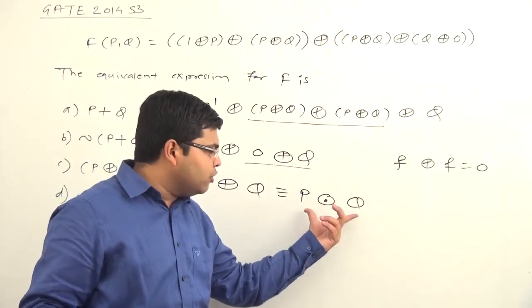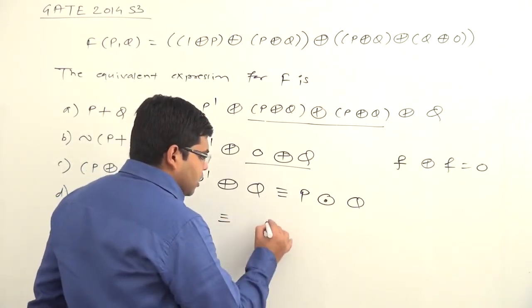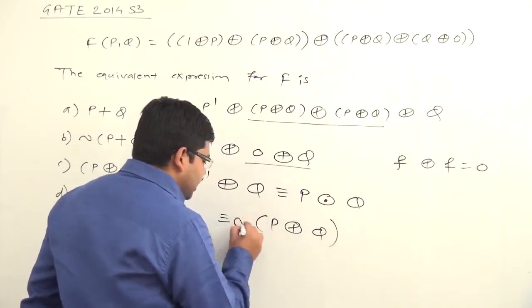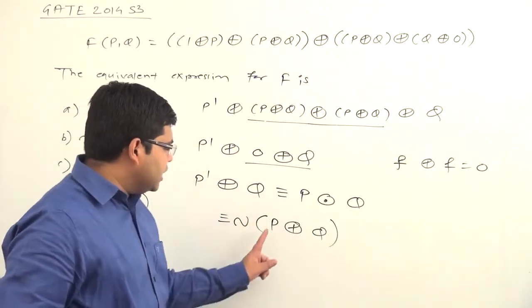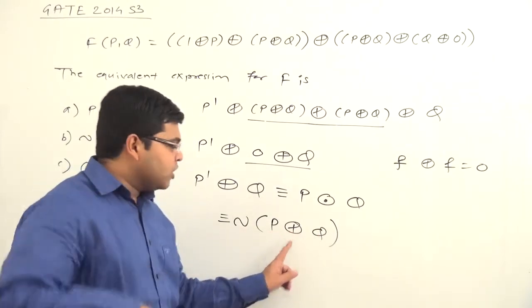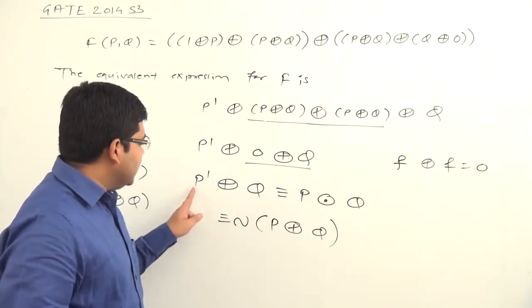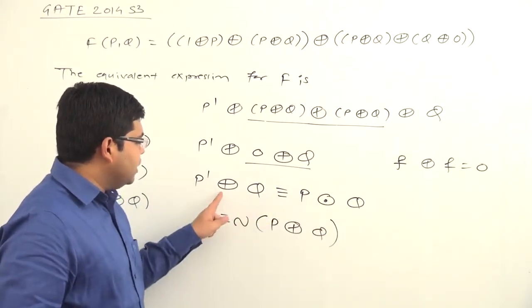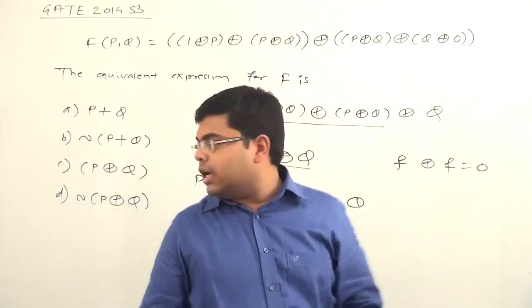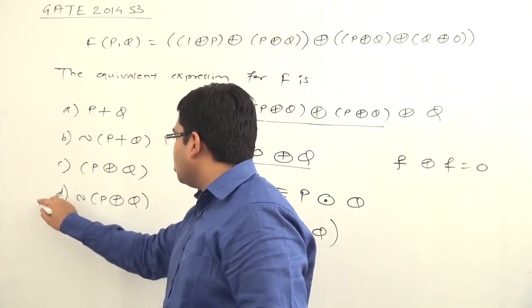Now equality between P and Q can be written as inequality and then not. So what we are trying to say here is that P and Q should not be unequal, which means P and Q should be equal, which means P dash and Q should be unequal. So this is how the question can be solved, and therefore the correct answer will be option D, that is negation of P XOR Q.